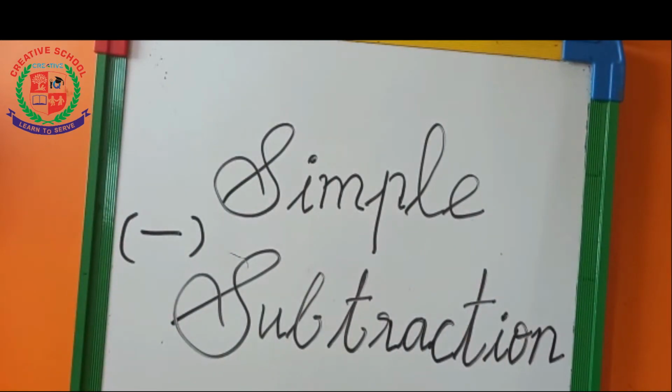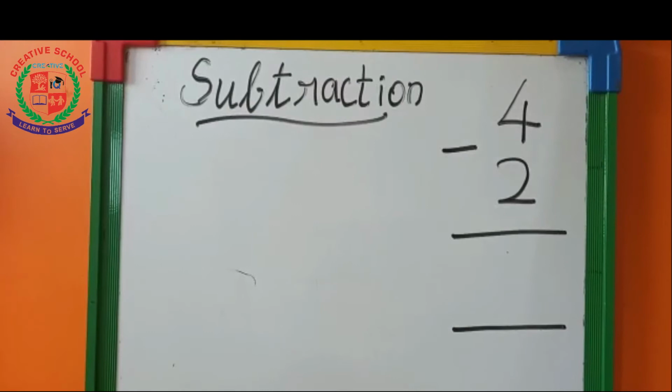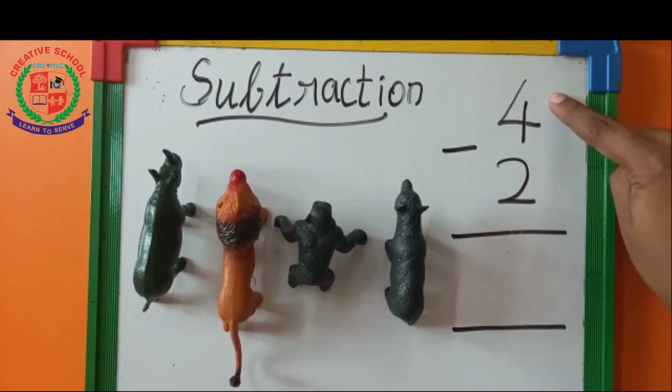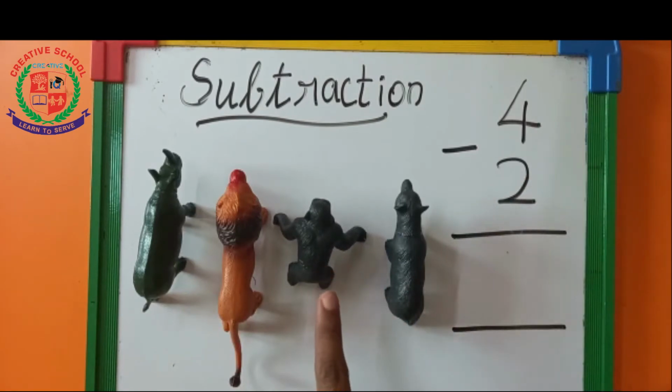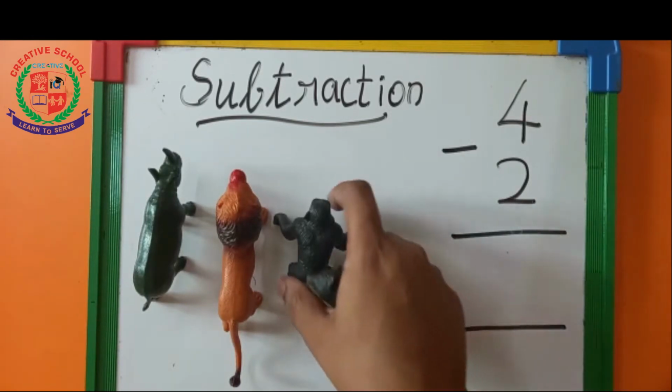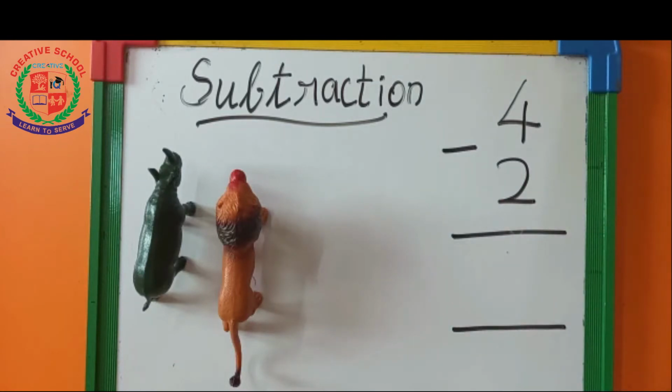Okay, let's start the class. Now we are going to subtract using original things. We have 4 things here. So we have to subtract, that is we have to take out 2 from these things. So 1, 2, 3, 4. So already we have 4 toys and we have to take 2 toys from this. So 1, 2. Now I subtracted 2 from the toys.